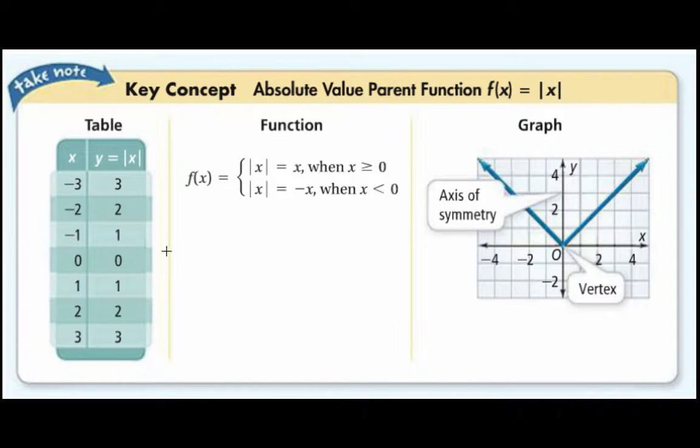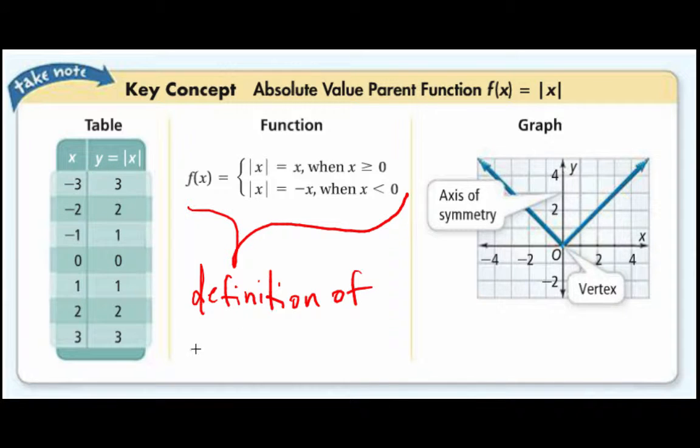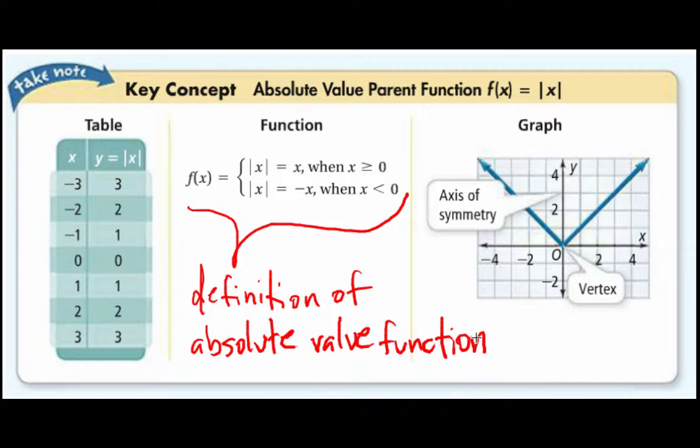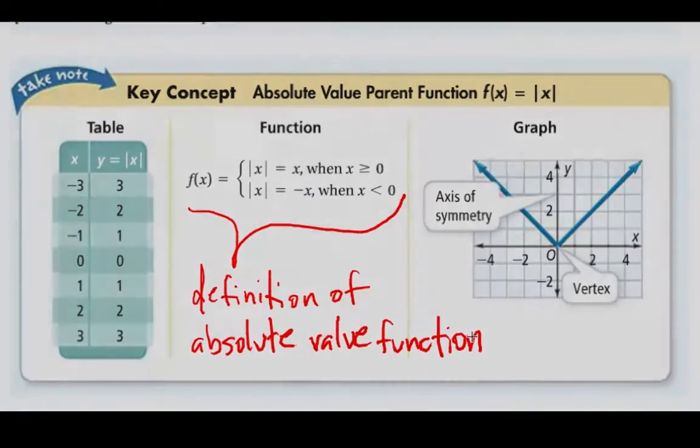So here we have a table of values that was used to generate this, and then here is the actual function itself. So this is the definition of an absolute value function. It's what's called a piecewise function, and we will explore that here in just a few minutes.